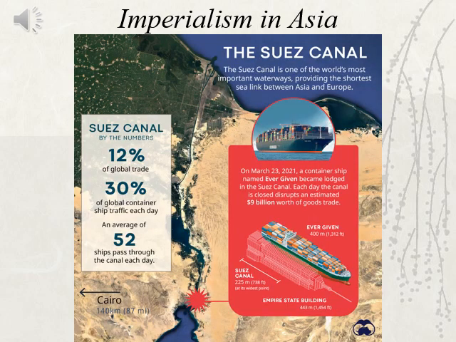The Suez Canal became one of the landmark infrastructure projects throughout the imperialistic era in both Asia and Africa, actually. The Suez Canal is one of the world's most important waterways, providing the shortest sea link between Europe and Asia through, like, Africa through the Middle East. Even today, 12% of global trade happens through the Suez Canal, and 30% of global container traffic every day passes through the Suez Canal.